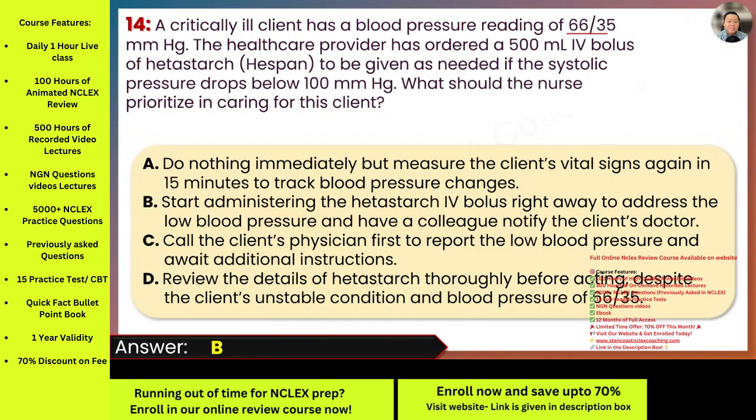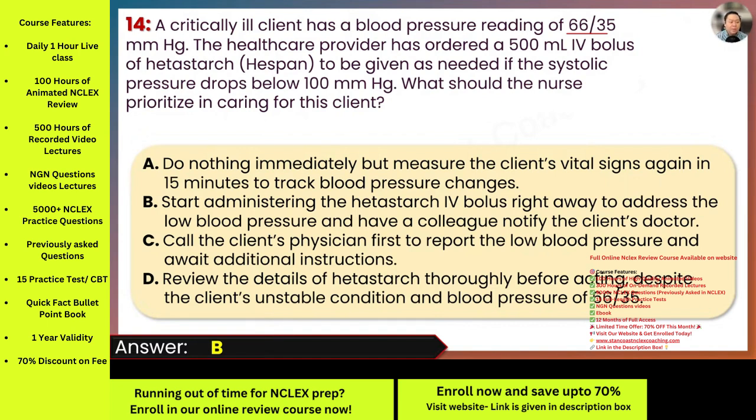And also, the part about delegating a colleague to notify the medical doctor ensures timely communication without holding up life-saving intervention. And so, again, with this type of option, there is already a standing PRN order. So go ahead and administer that. You have to carry out that order and then have somebody notify the medical provider, but not the other way around.